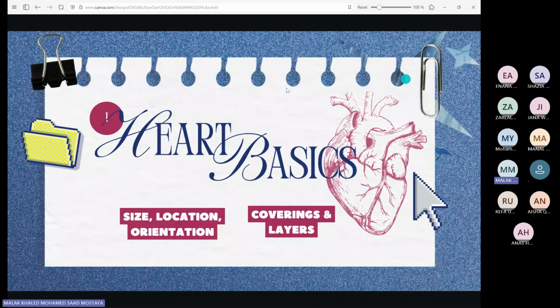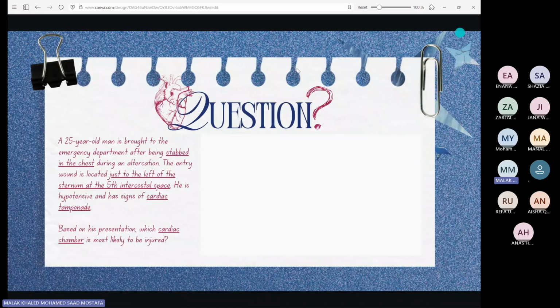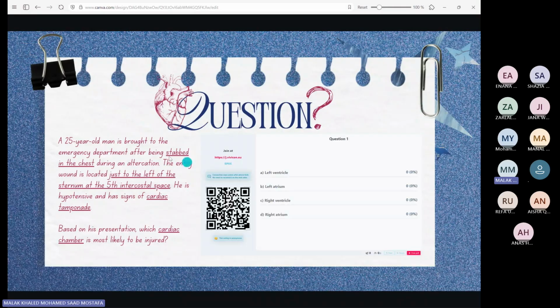Okay. Again, I'm starting very straightforward. We're going to start with a question. So if you haven't scanned the code from the first one, you can scan it again. If you've already scanned it, it should show up for you on your phone or whatever you're using.